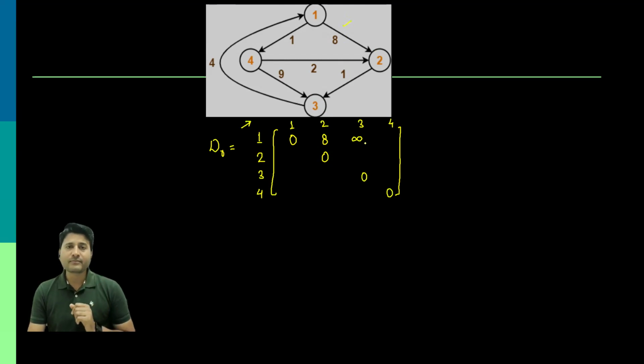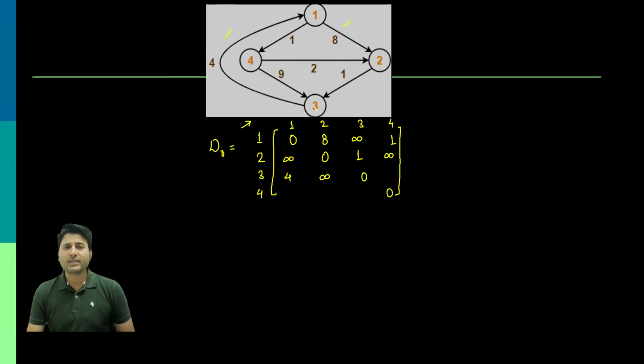Then 1 to 4. Yes, there is an edge, and the weight is 1. Then 2 to 1: you can check, we are unable to move out from 2 and come to 1 because of the direction restriction. So that entry comes out as infinity. 2 to 3, yes, there's an edge, and it comes out as 1. 2 to 4, no direct edge, so infinity. Then 3 to 1. Yes, this outside edge from 3 to 1 exists, so this weight is 4. 3 to 2, no direct edge, infinity.